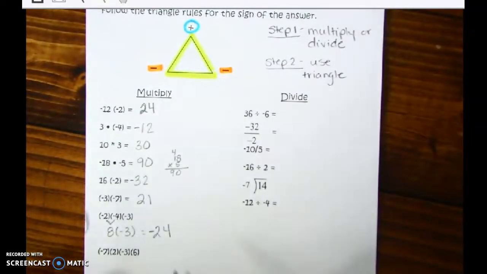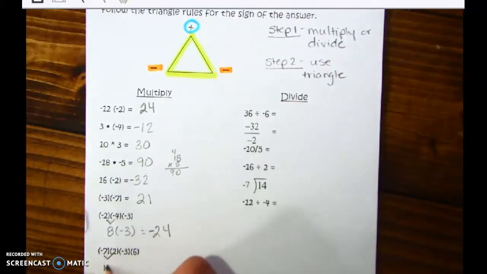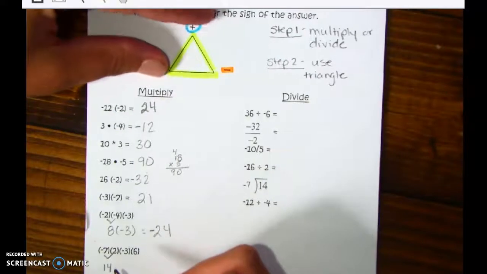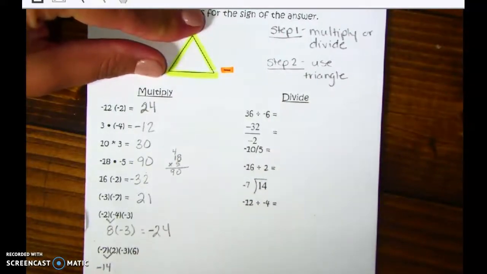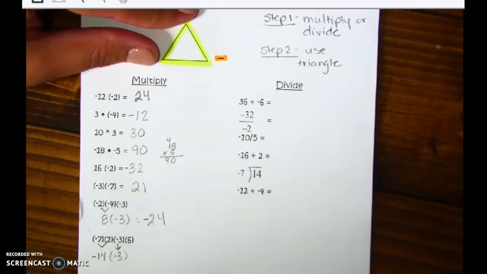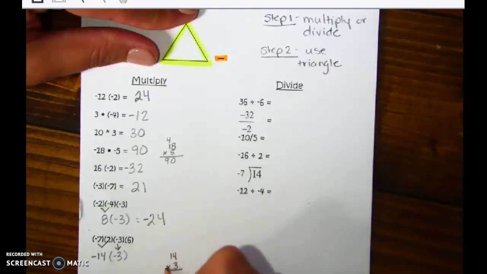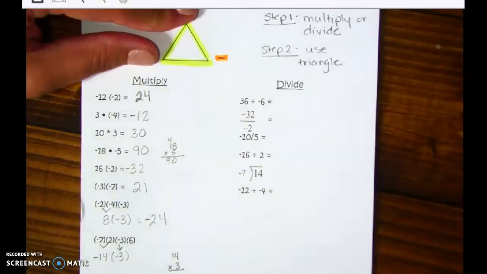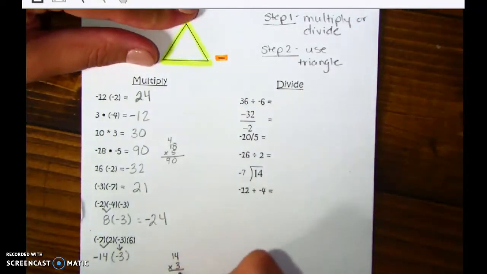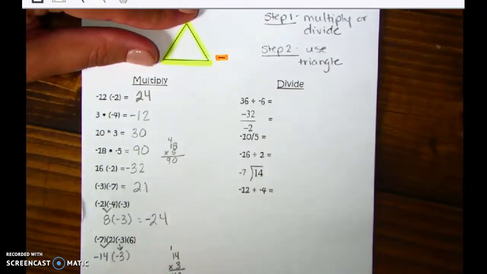Alright, and our last one for multiplication, take it a step at a time. 7 times 2 is 14. You have a negative 7 and a positive 2, so your answer is negative. Bring down your negative 3. And we can come over here and do 14 times 3 if we need to for a little margin math. 4 times 3 is 12. Carry my 1. 3 times 1 is 3, plus 1 is 4. So we get 42.